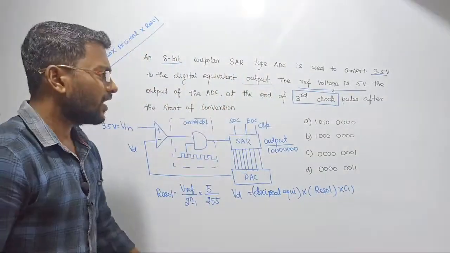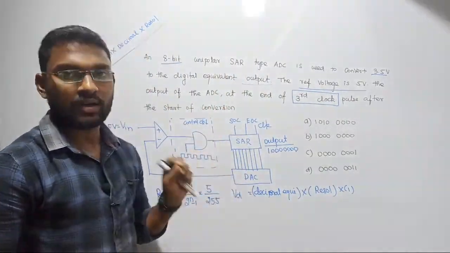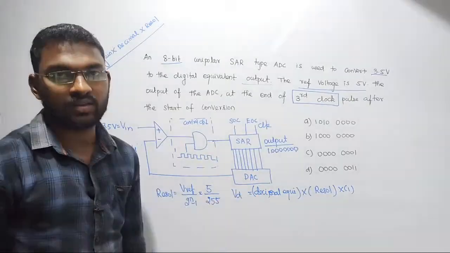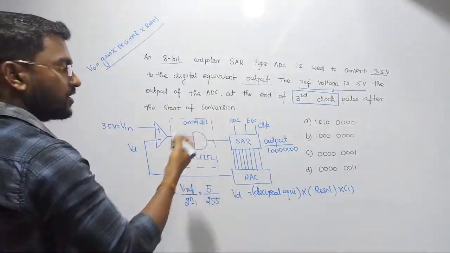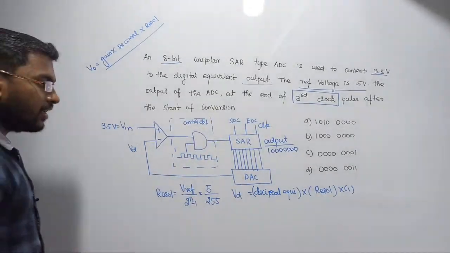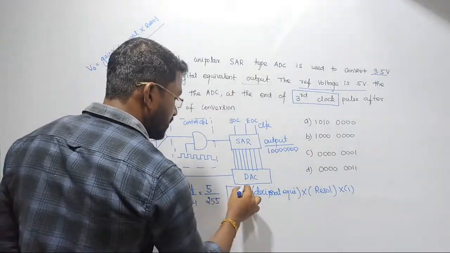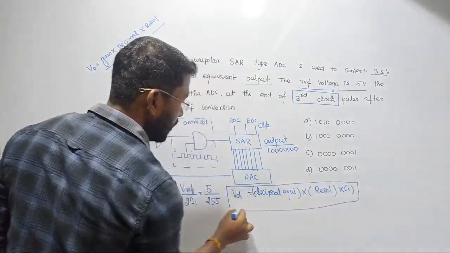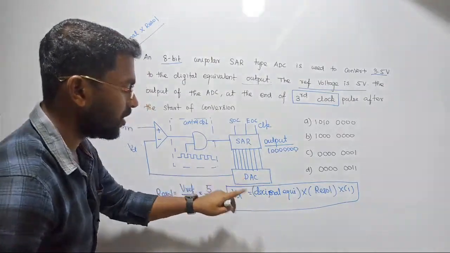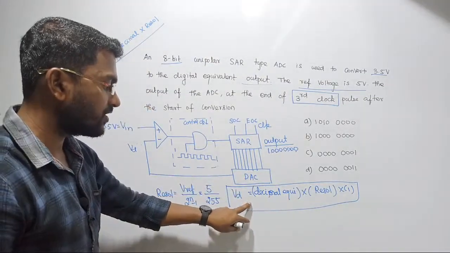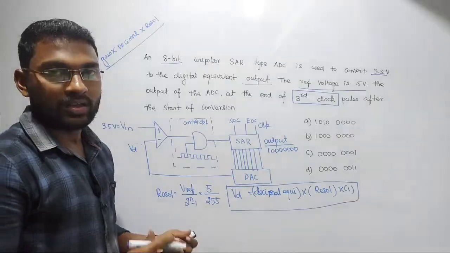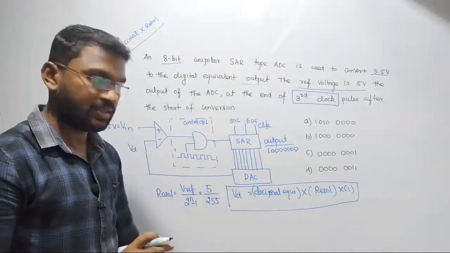General formula, right? For simple data without a reference, we saw the operations directly without considering these things. But now the reference voltage is given, we need to make the comparisons. So under this condition, write down the general formula. The analog output of the digital to analog converter is the decimal equivalent into resolution into 1. That is the correct option, right?